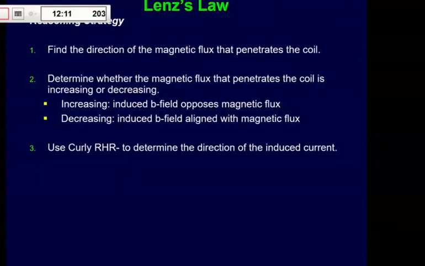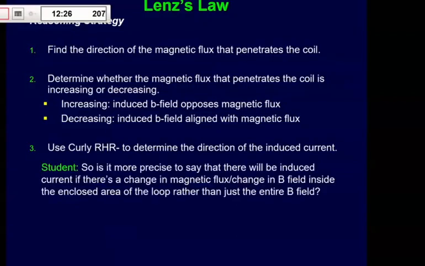If it's increasing, then your induced magnetic field opposes the magnetic flux. If it's decreasing, the induced magnetic field is aligned with the magnetic flux. And then you use your curly right-hand rule to determine the direction of the induced current.